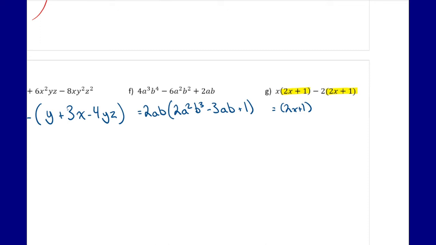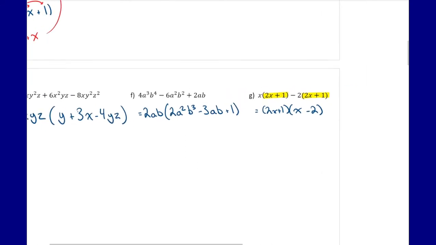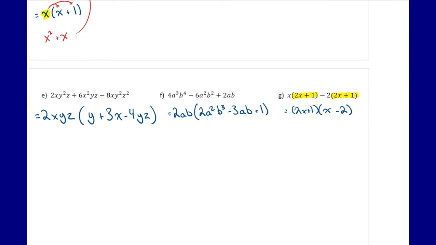To factor that, we have to look at, okay, what's left over if I remove that? If I remove this bracket from the first term, I'm left with x. The second term, I'm left with negative 2. So that is how we can factor when we have a bracket or a polynomial as our greatest common factor.